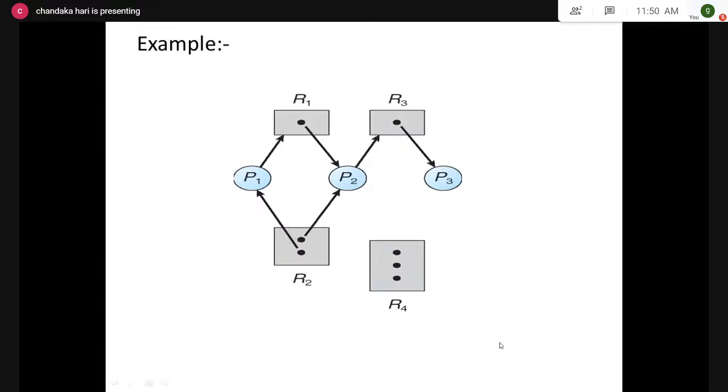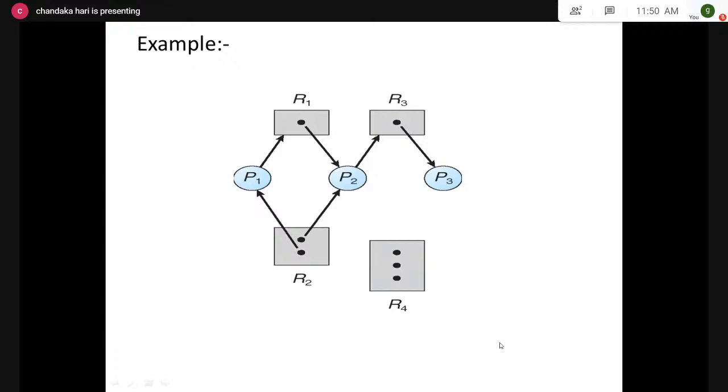Now, is any cycle formed in this graph? There are no cycles in this graph. 1, 2, 3, but it is in opposite direction. There is no cycle formed. 1, 2, 3, 4, 5, but there are no edges there. There is no cycle formed, and the system is in safe state. That implies the system is not in a deadlock situation.